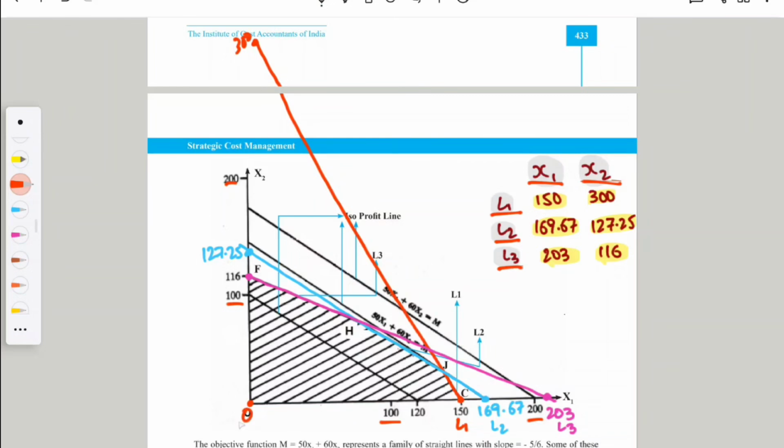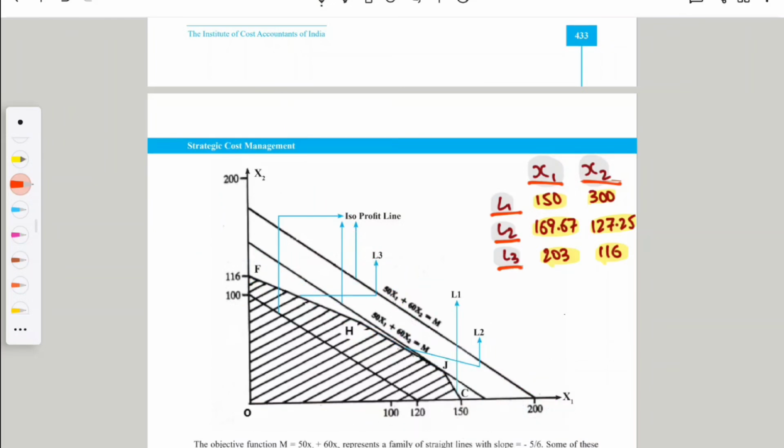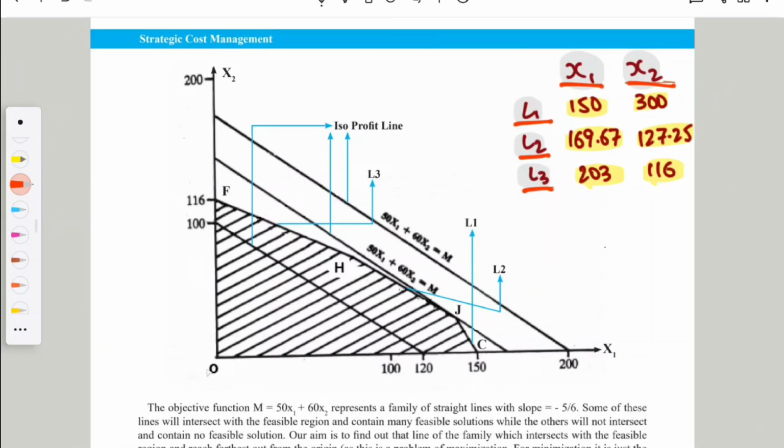That means here the points O, F, H, J and C are the points representing the feasible region. Fine, I am going to clear this up. If this was the corner point method, we would have taken the coordinates of O, F, H, J and C and substituted these values in the objective function. So whichever gives us the maximum value, we could have considered it as a solution.